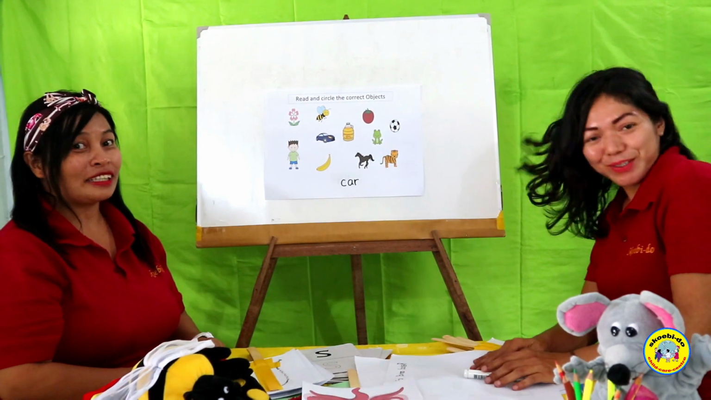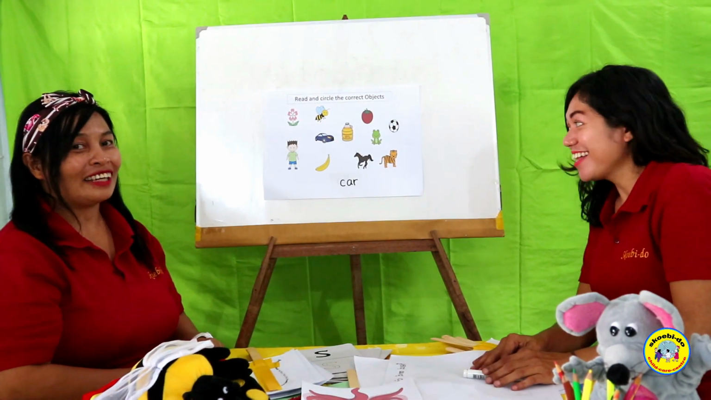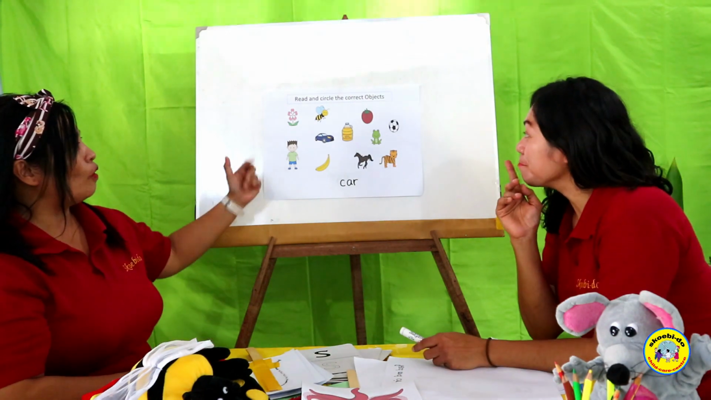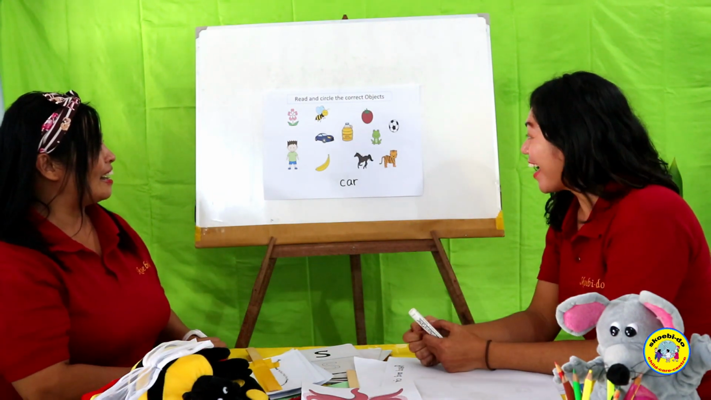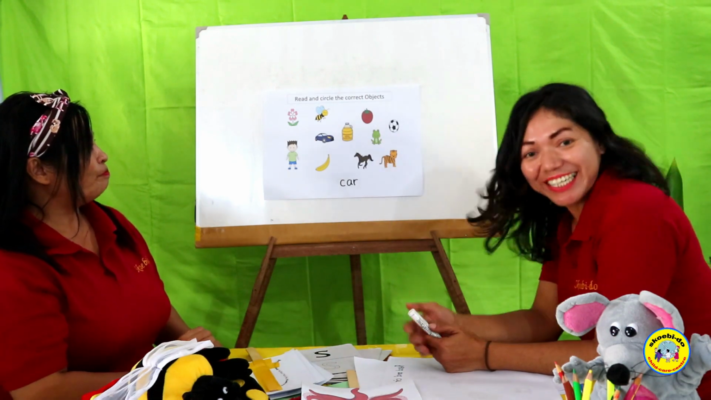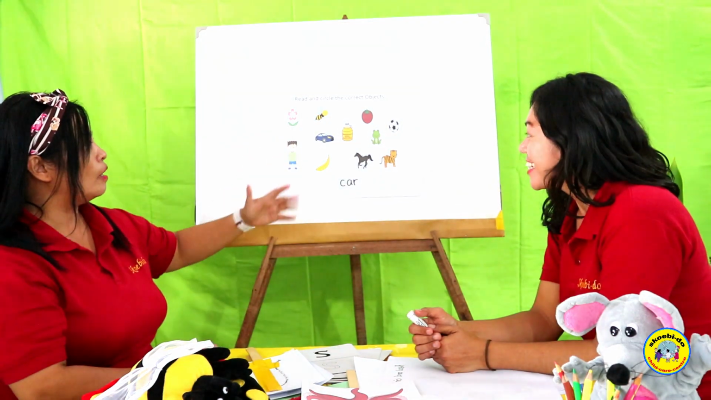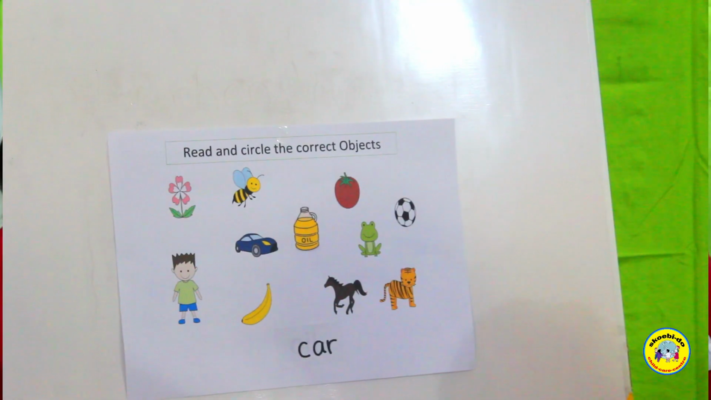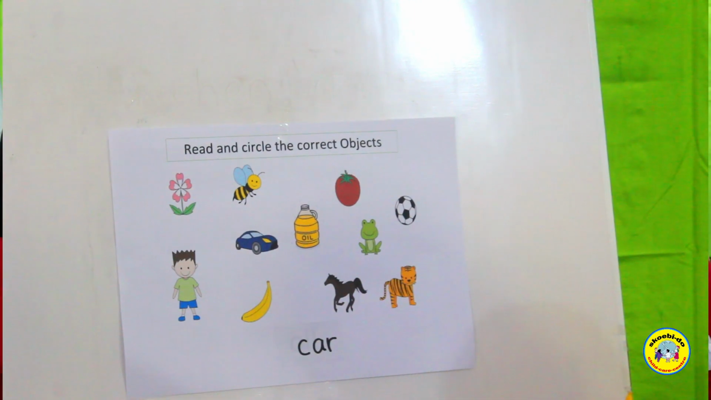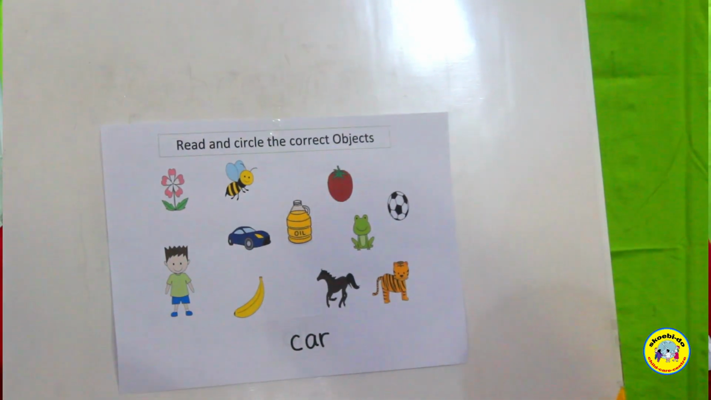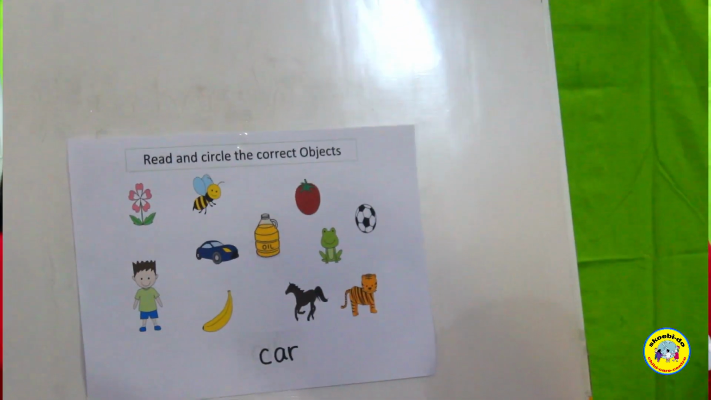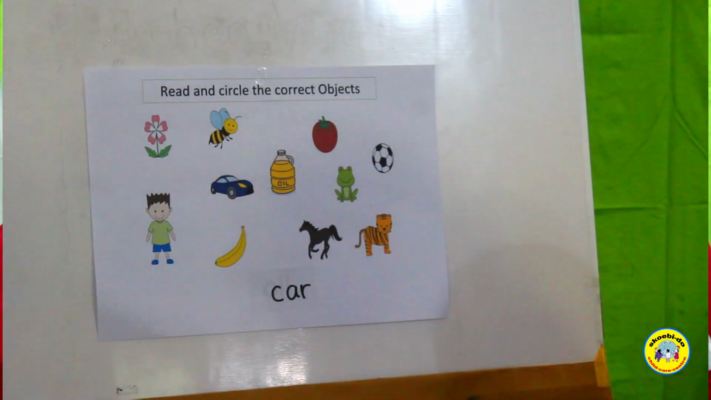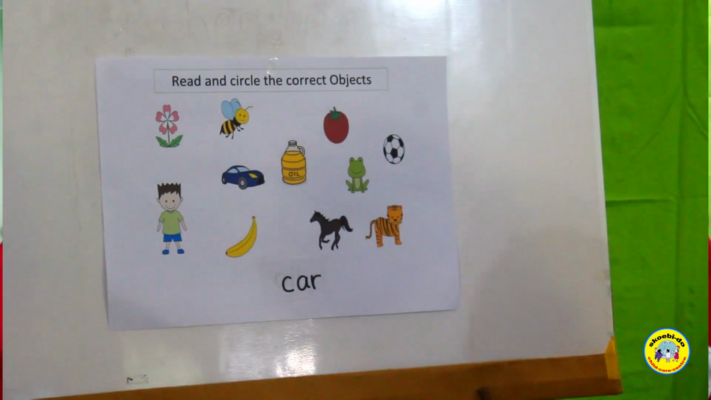Alright, the last box that we could see here now. Let's try to read and circle the object. Look at all the pictures here, Miss Diana. We have flower, boy, bees, car, everything here. But you must read first. You may try to read first before you circle the correct object. Okay, let's try to read, Miss.